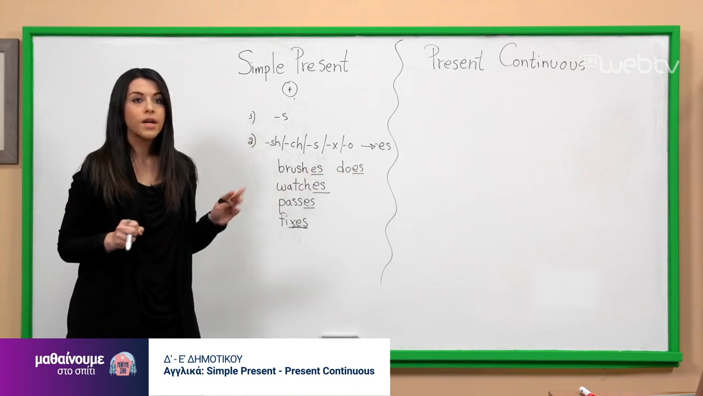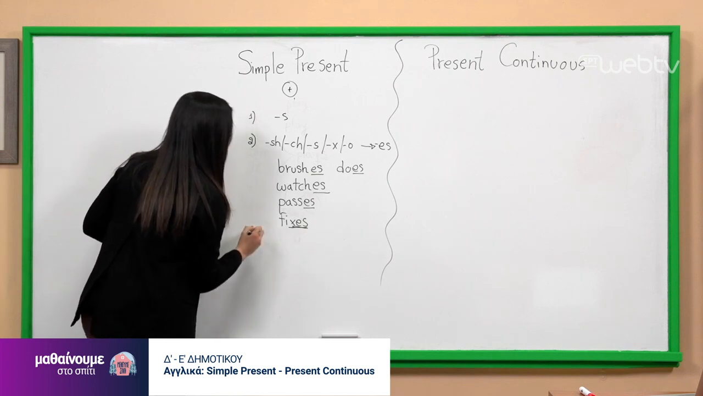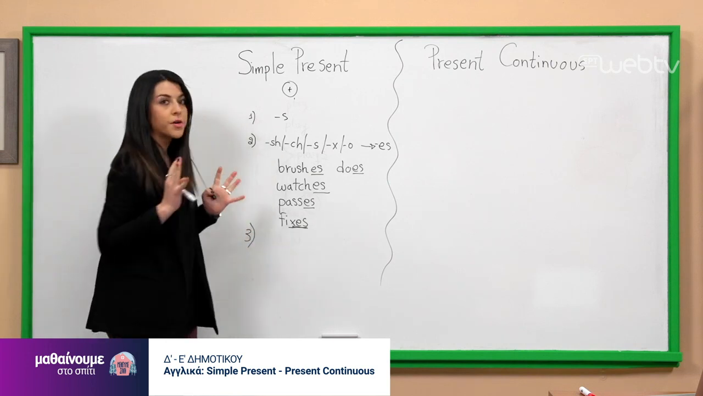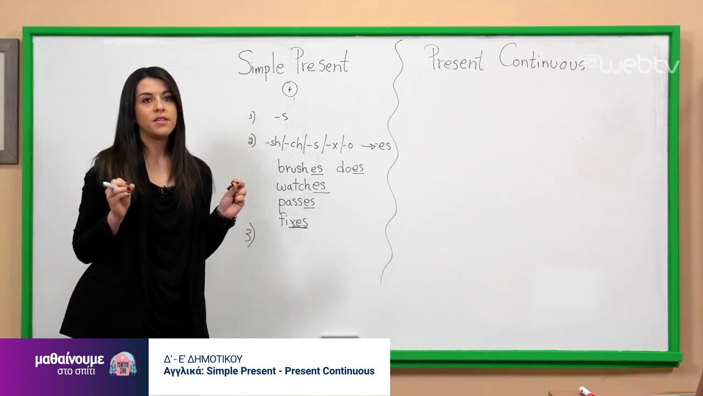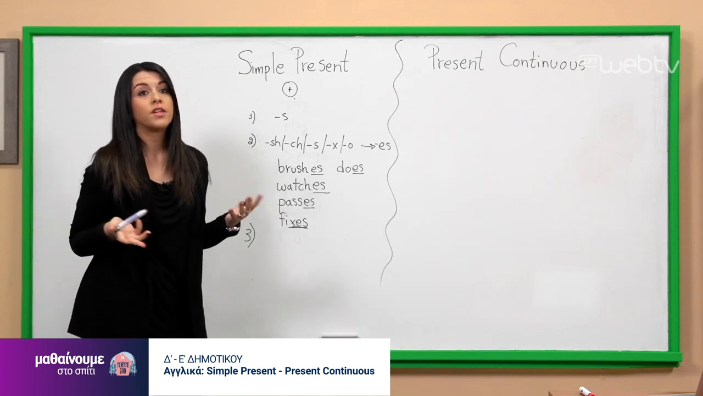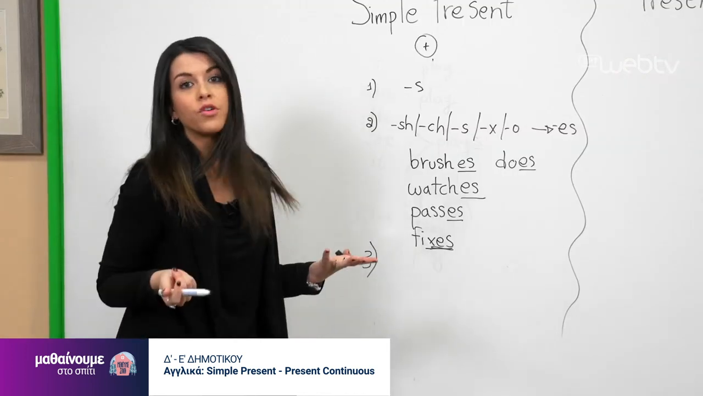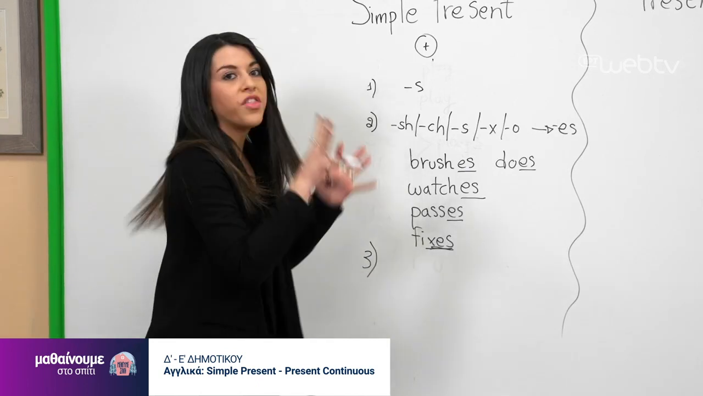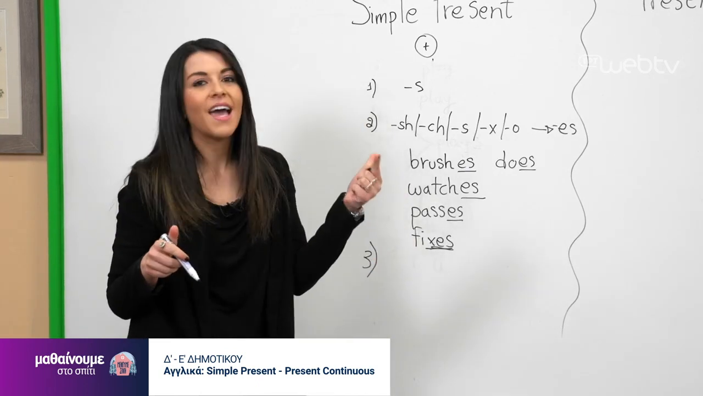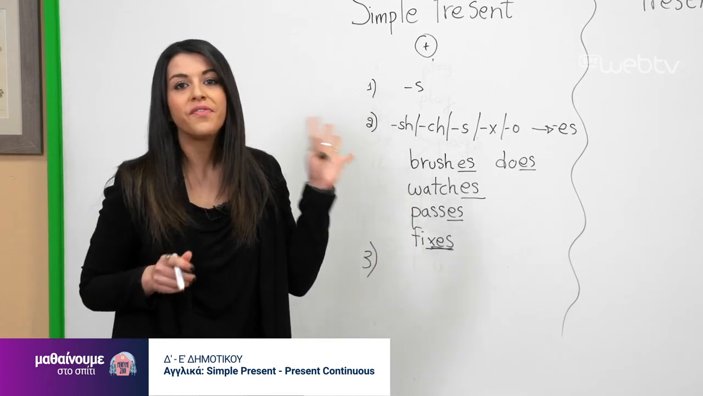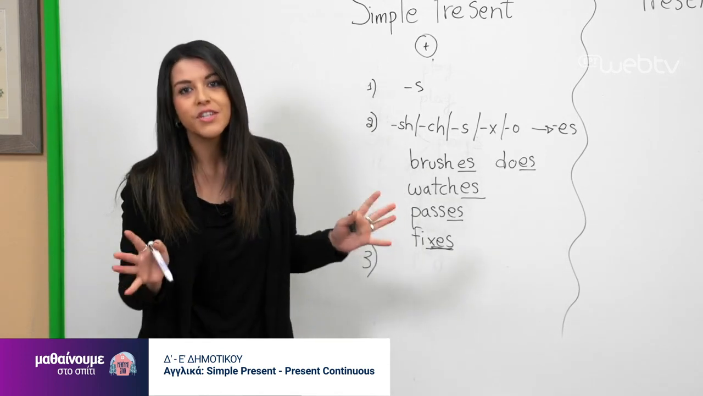And then the third one, which is also very important, is when a verb ends in a consonant and Y. Now, what is a consonant? Consonant is a σύμφωνο in Greek. So, all the letters except A, I, E, O, and U. Those are 5 vowels. All the other letters are consonants.